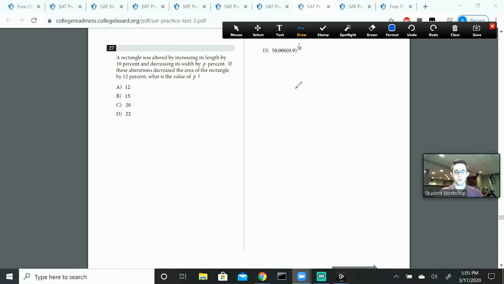But a rectangle is altered by increasing its length by 10% and decreasing its width by p%. If these alterations decrease the area of the rectangle by 12%, what is the value of p? All right, so with these alteration questions, we're going to look at the original expression and then what alterations were made, and then see how it compares. So I know I'm dealing with length, width, and area, so the original one is length times width equals area. And then it was altered. The length was increased by 10%. So we already talked about how that's just 1 plus the percentage times L.